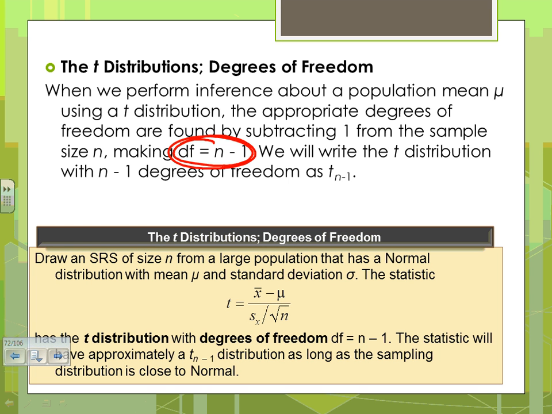So, draw an SRS of size n from a large population that has a normal distribution with mean mu and standard deviation sigma. And the statistic here, t, you can see what that formula equals, has the t distribution with degrees of freedom n minus 1. And that statistic will have approximately t sub n minus 1 distribution as long as the sampling distribution is close to normal.